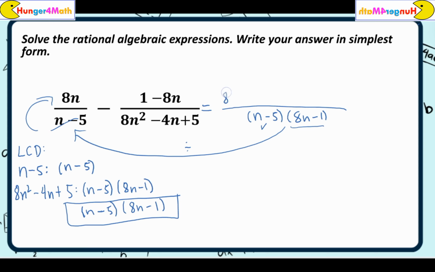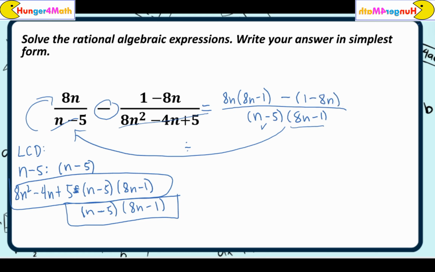So it will be 8n times 8n minus 1, and then minus, then we're going to divide our LCD to 8n squared minus 4n plus 5. Now since this is equal, once we solve the LCD, these are equal, which means all this will be cancelled and that will turn into 1, right? Then 1 times the numerator will be the same. However, let's put a parenthesis first because this is a subtraction. So 1 minus 8n.